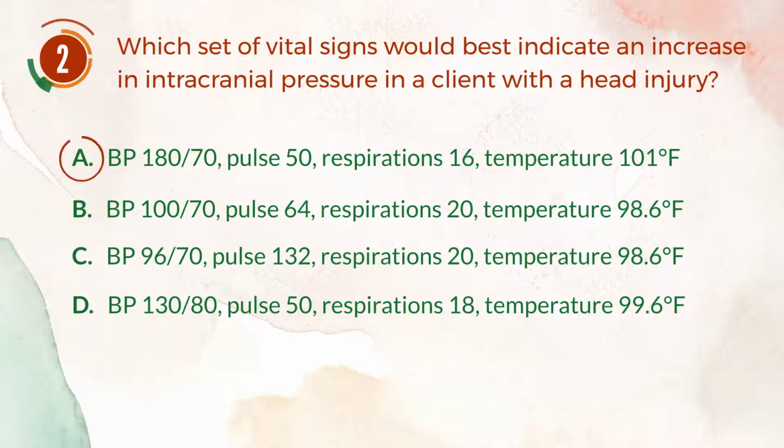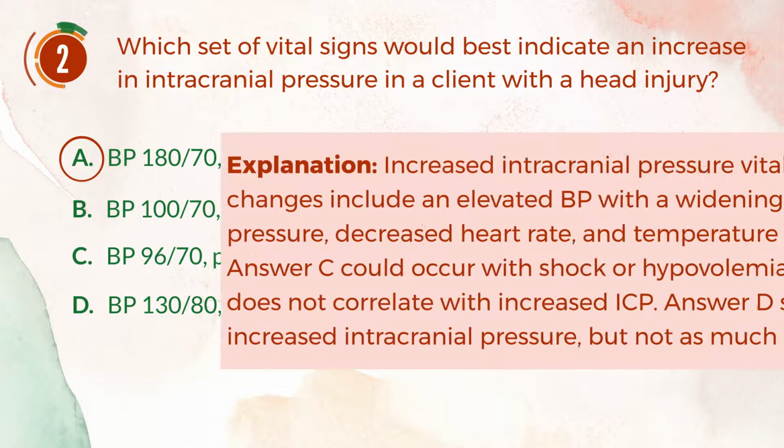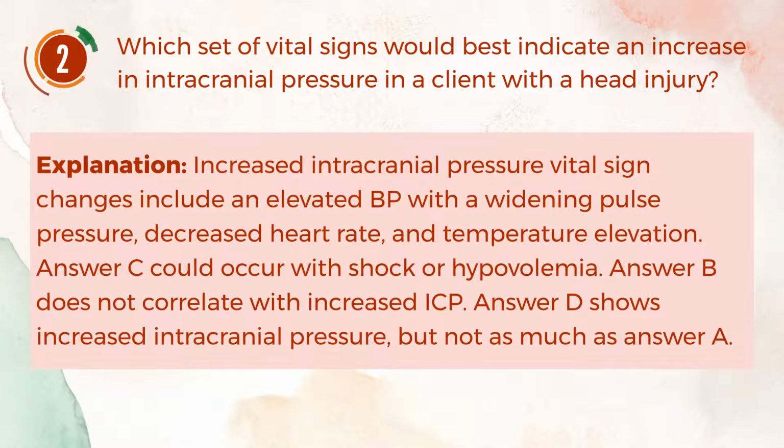The correct answer is A. Blood pressure 180/70, pulse 50, respiration 16, temperature 101 degrees Fahrenheit. Explanation. Increased intracranial pressure vital sign changes include an elevated blood pressure with a widening pulse pressure, decreased heart rate, and temperature elevation. Answer C could occur with shock or hypovolemia. Answer B does not correlate with increased ICP. Answer D shows increased intracranial pressure, but not as much as answer A.